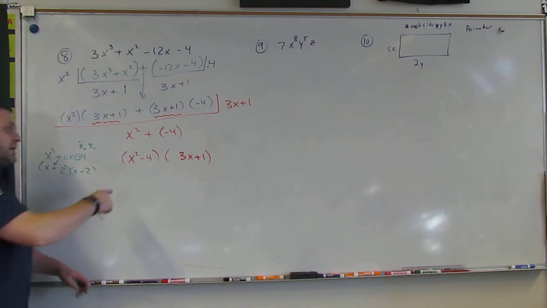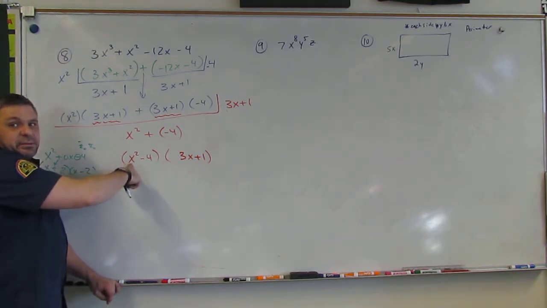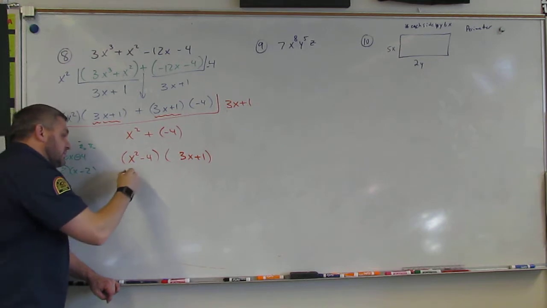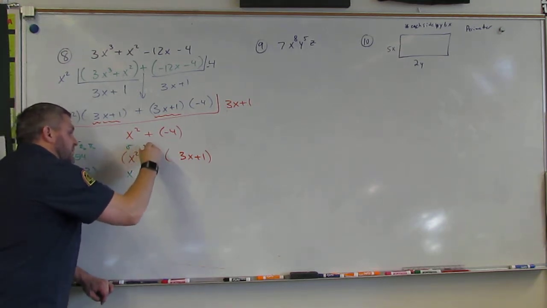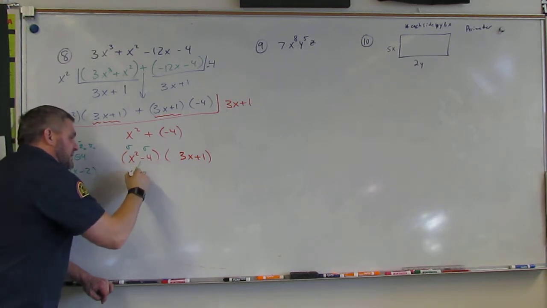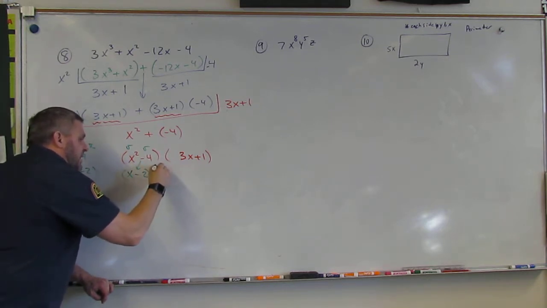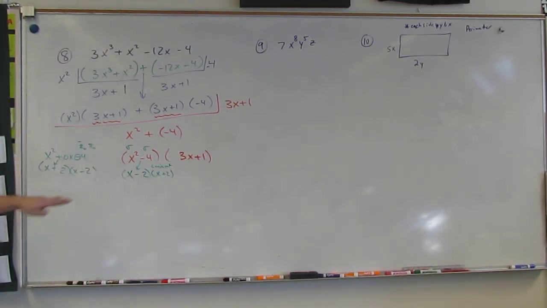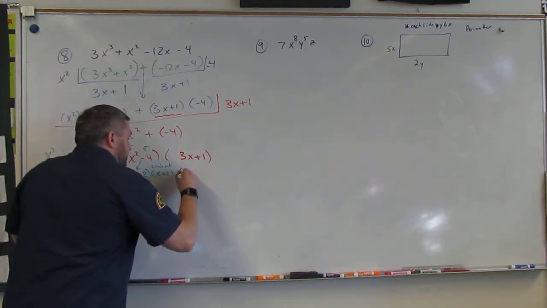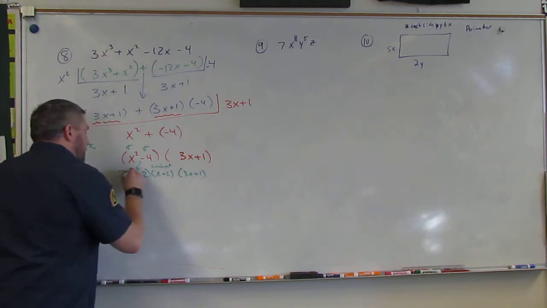Another way is, what's the square root of this? Square root of x squared is x. Square root of 4 is 2. Bring this down, and write what's called the conjugate, x plus 2. So this is the quick way of doing it. This is the longer way. You choose. Now, times 3x plus 1, and we're good.